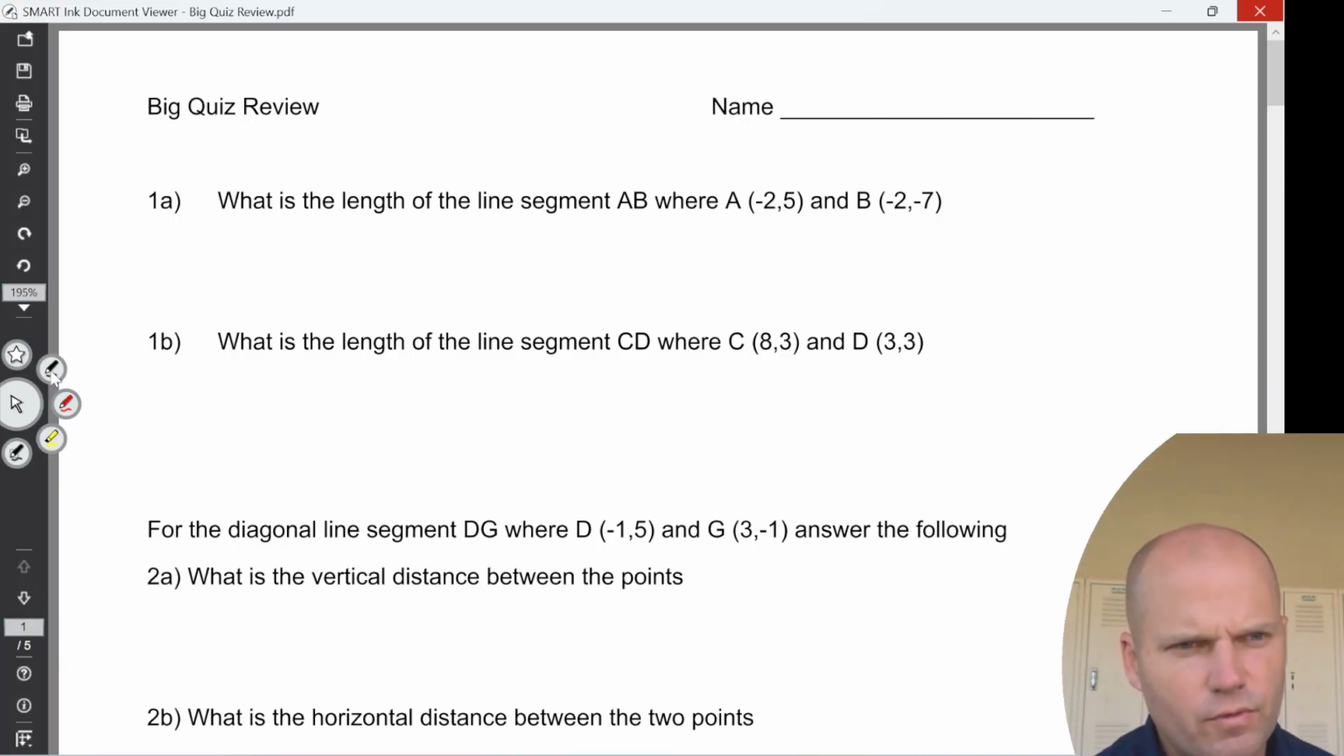We are going to review for our big quiz, starting with question 1A. What is the length of the line segment AB? Well, we have talked about how lengths of line segments can be found using the Pythagorean theorem. But that's only when we have a diagonal length.